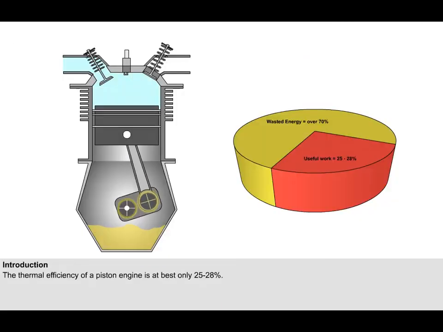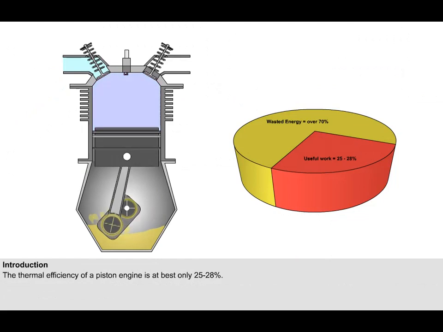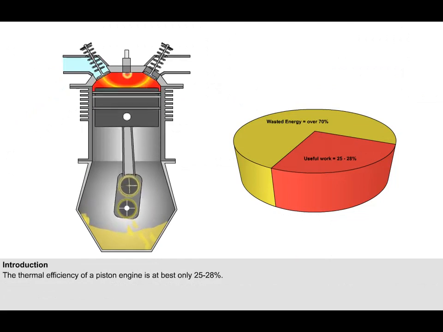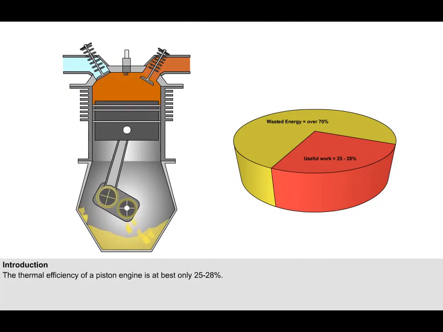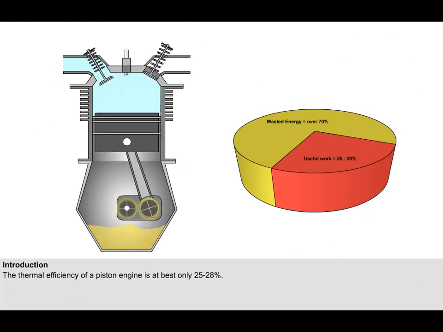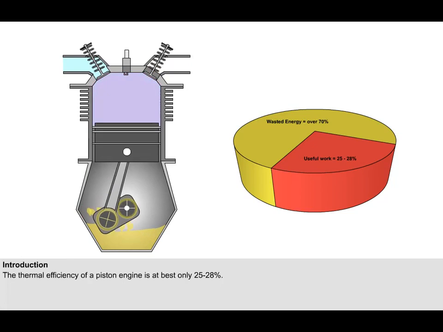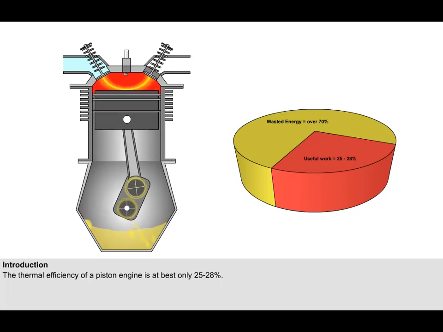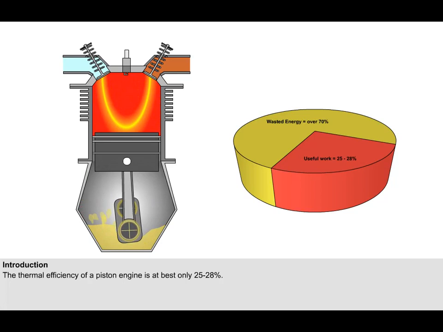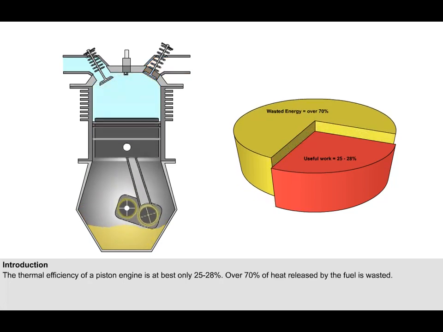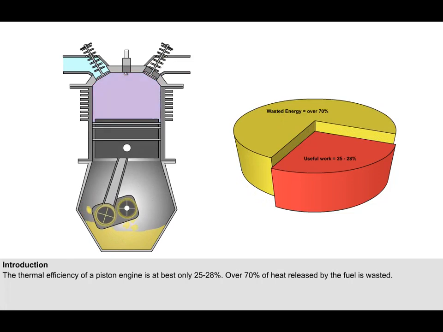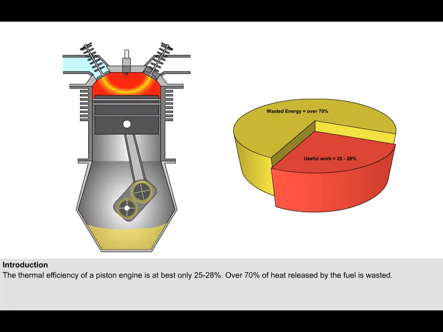The piston engine is a heat engine. Its purpose is to convert the heat energy released by the fuel into mechanical energy and so allow it to do useful work. We have already said in a previous lesson that the thermal efficiency of a piston engine is at best only 25 to 28%. This means that over 70% of the heat energy released by the fuel in the engine is wasted.